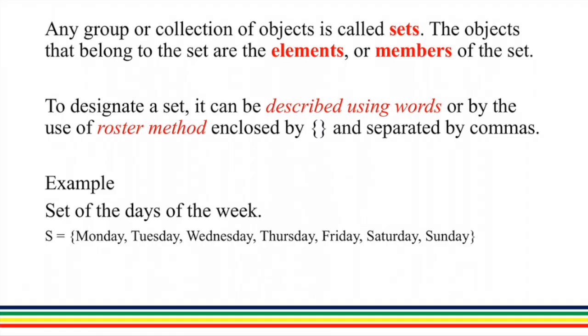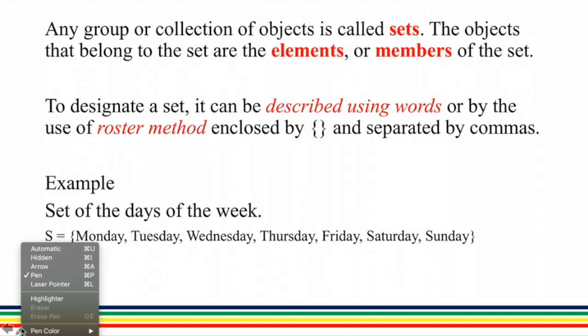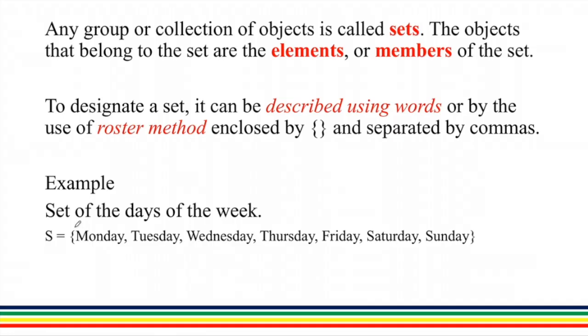To designate a set, it can be described using words or by use of the roster method, enclosed by curly braces and separated by commas. For example, the set of the days of the week. So we have here S equals Monday, Tuesday, Wednesday, Thursday, Friday, Saturday, and Sunday, enclosed in curly braces and separated by commas. So that's how you describe a set.